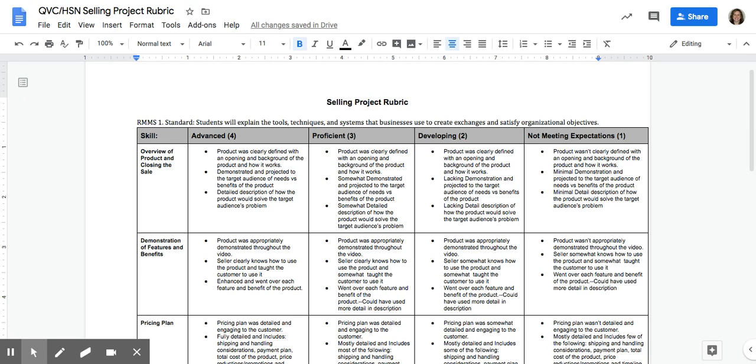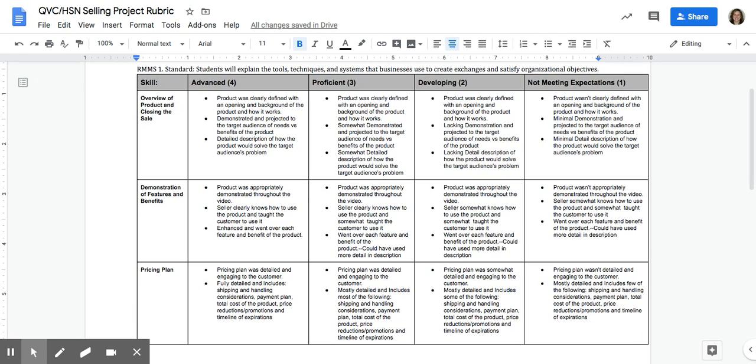So, this is a rubric that I created for QVC, Home Shopping Network, or even just a selling project in general. We started off with every student having to choose a product. And then within that, they had to be able to explain the tools, techniques, and systems that businesses use to create exchanges and satisfy organizational objectives. So that was the actual standard that I was looking for.